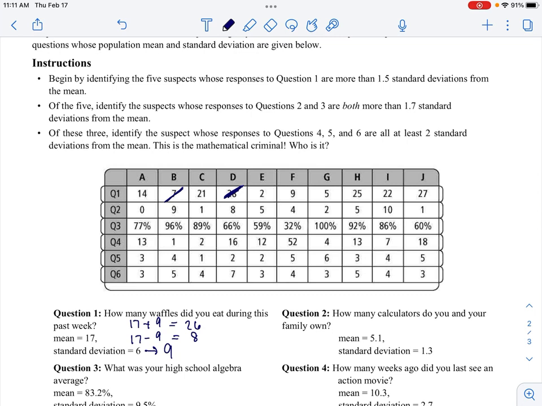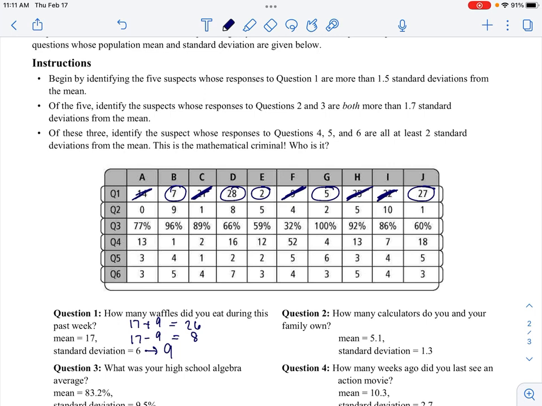are still suspects, actually. I didn't want to cancel them out. I wanted to circle them. Okay? If they're within the range, they are no longer suspects. So 9 is between 8 and 26. 5 is not. 25 is. 22 is. 27 is not. So we have 5 suspects left: B, D, E, G, and J.